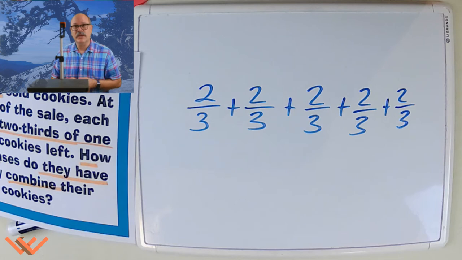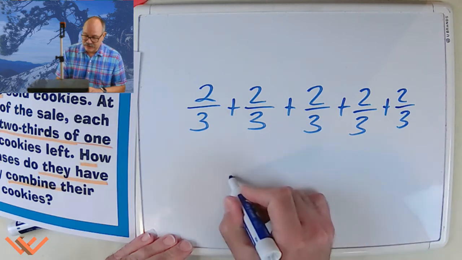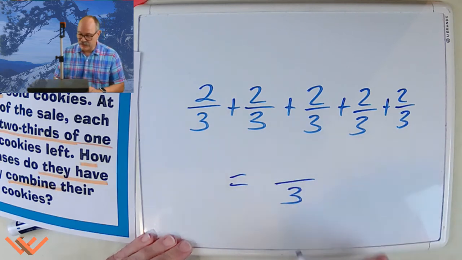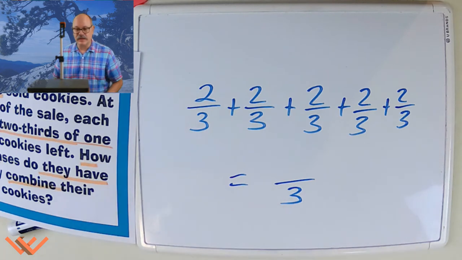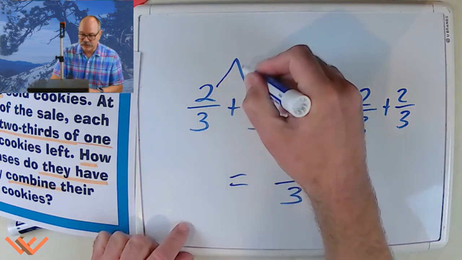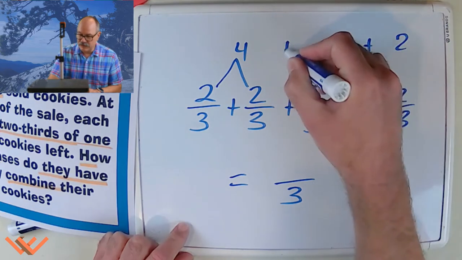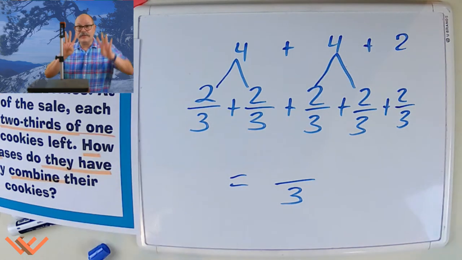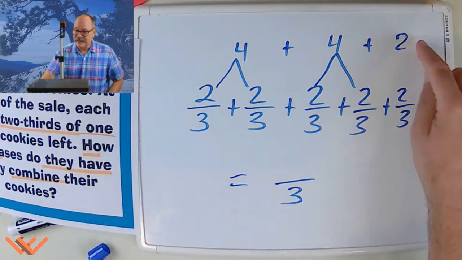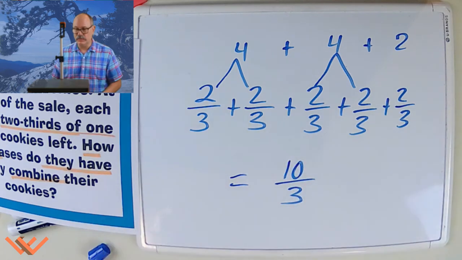In our prior lesson, we said if the denominators are all the same, then it's going to be the same denominator. So all we're doing is adding up the numerators. 2 plus 2, there's 4, and 2 plus 2, there's 4, and then we have 2. Add all that up together. Remember what 4 and 4 make? 8. Add 2, and we have 10/3. 10/3, ooh. But that doesn't tell us how many cases that we have.